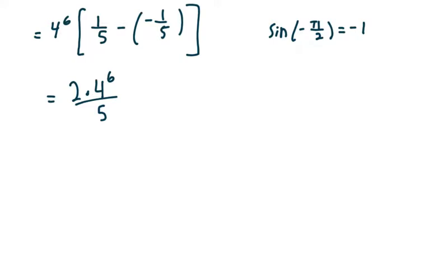And so this is 4 to the 6th times 2/5. And that's basically what I get here. I get 4 to the 6th times 2 divided by 5. And that would be the answer for number 3.